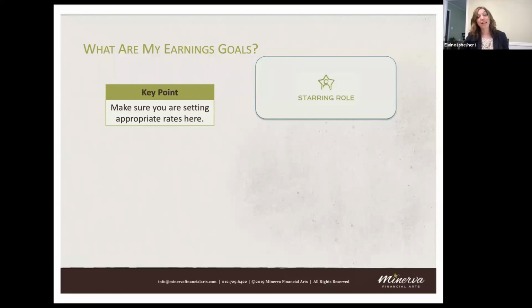If you do have flexibility, though, it is important that you are setting appropriate rates for your time, your services, or your goods, or your art, whatever it is that you're selling. And that tends to be the biggest challenge when it comes to earning money from your starring role.